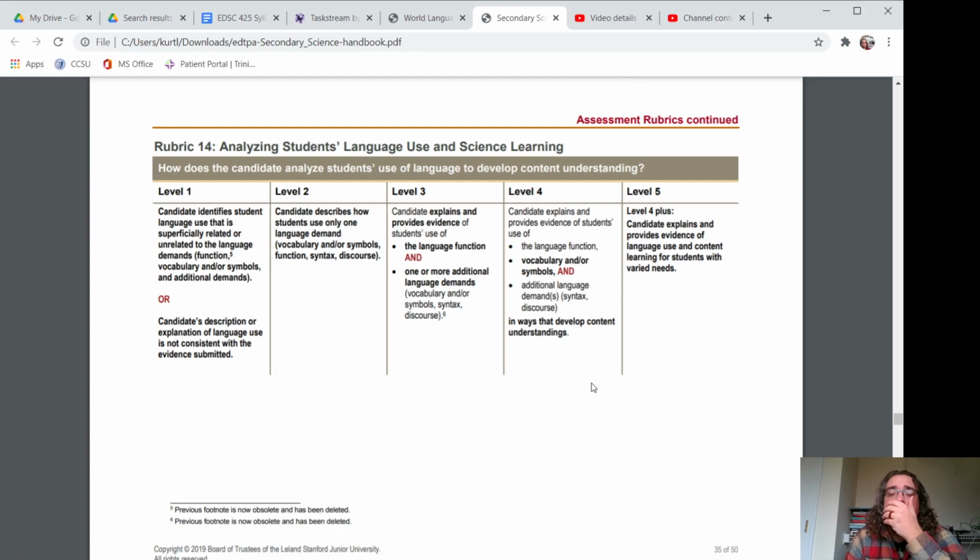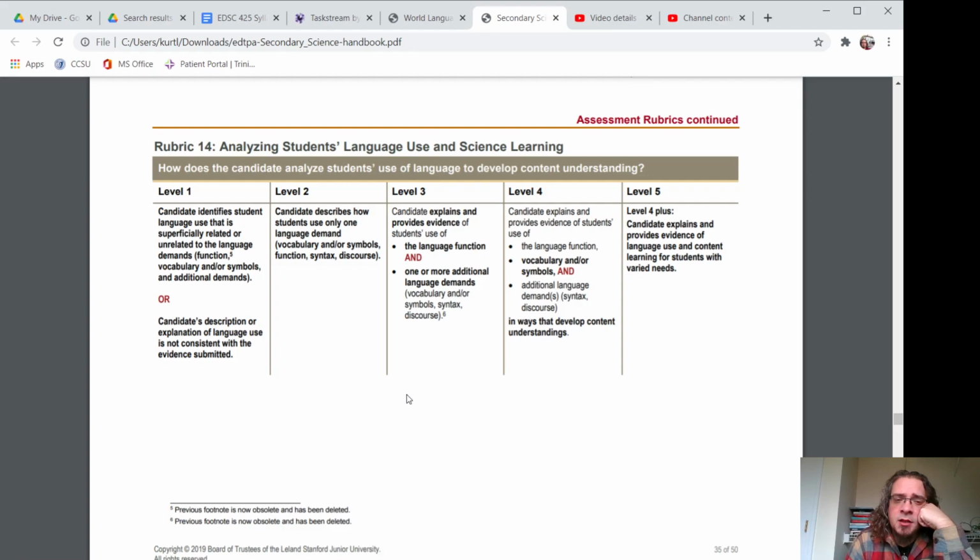Language use. This is going to be true for most of the content areas. This is where world language does not have one, because just by virtue of being world language, it's sort of inherent in other ways. Level 3. So this is about analyzing students' language. How does the candidate analyze students' use of language to develop content understanding? Okay, level 3. Candidate explains and provides evidence for students' use of language function and one or more additional language demands. So you see the list there: vocabulary, symbols, syntax, discourse.